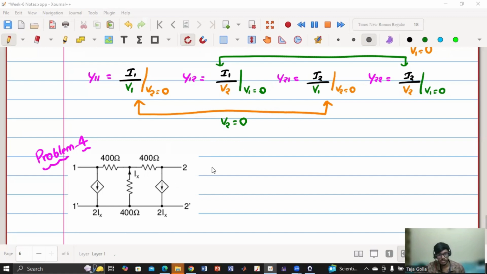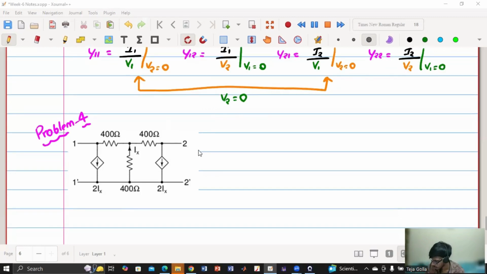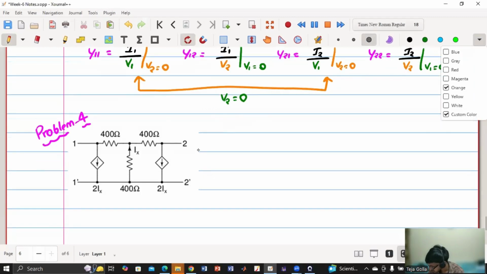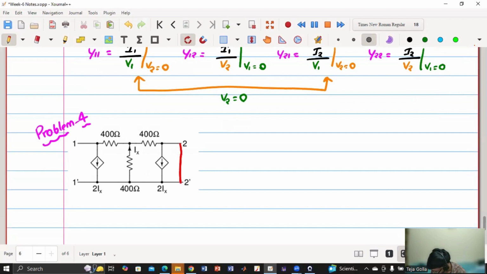Someone said V2 equals 0. So let me short this and then let us do. So V2 is 0. If this is the case, then I have to connect a voltage source V1 here, and this is my I1 and this is my I2. So we have considered V2 equals 0.